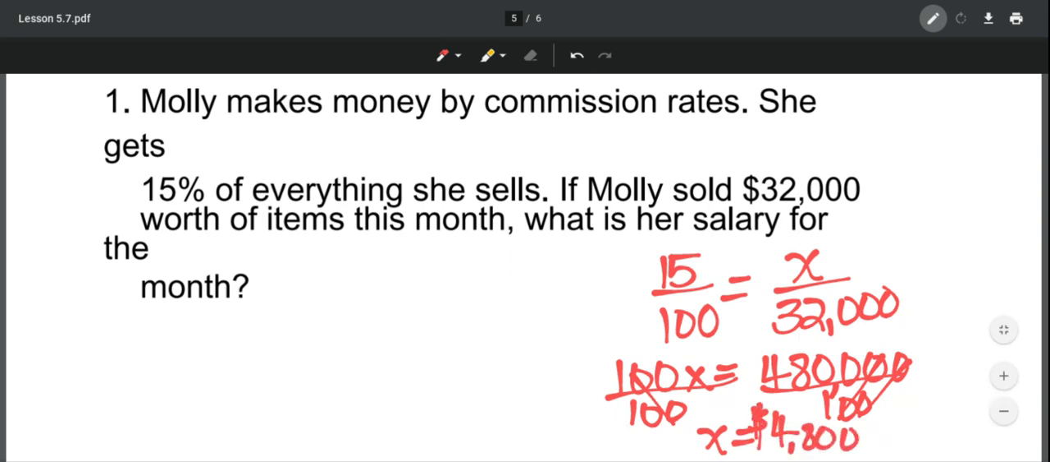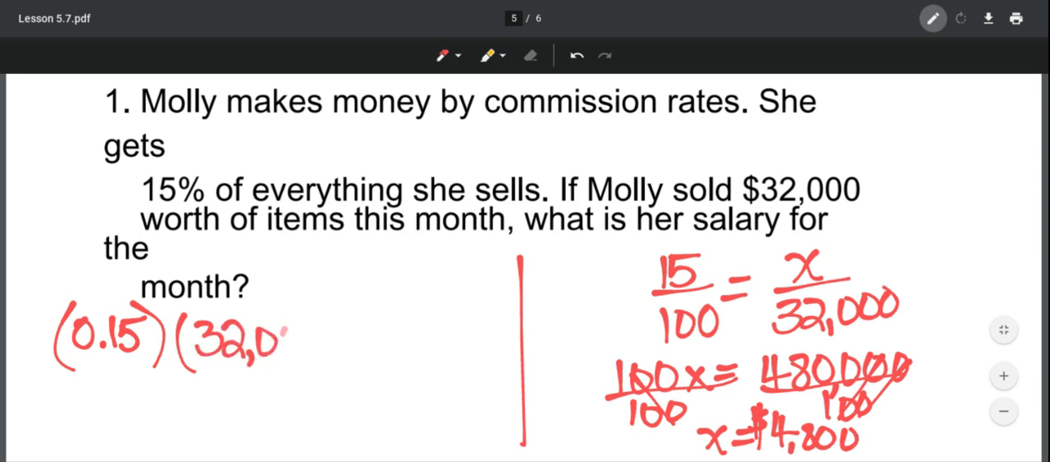$4,800. Again, by using decimal multiplication, I would take my percent as a decimal and multiply it by the amount of money she sold. When I multiply them both together, I get the same answer, $4,800.